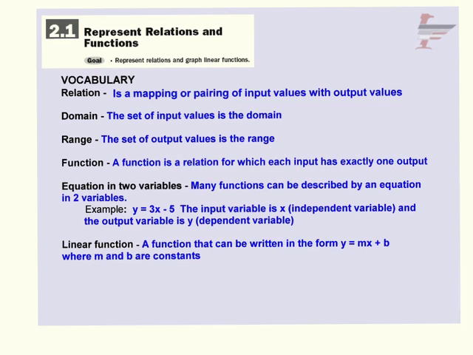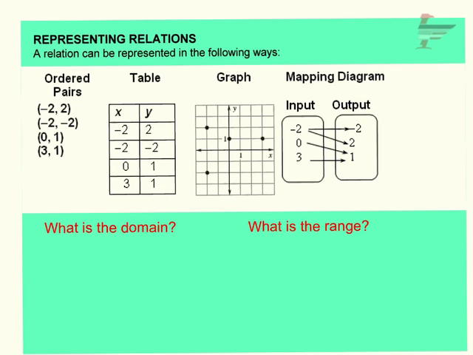An equation in two variables is just an equation that has two different variables represented. And a linear function is a function that can be written in the form y equals mx plus b.